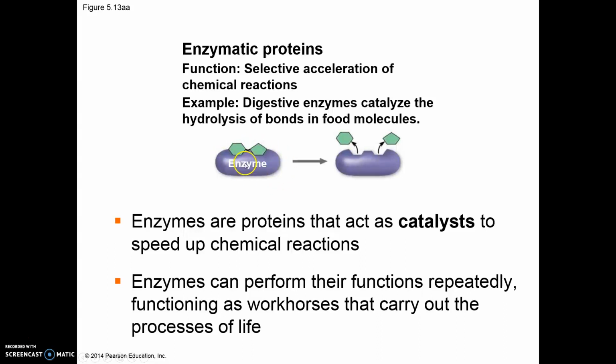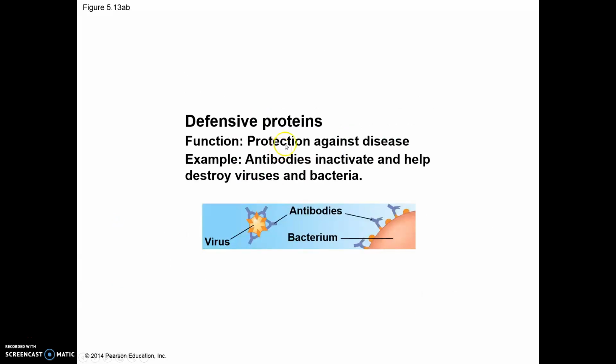Now, these enzymes can be used over and over and over again, so one enzyme can produce lots and lots of products. We have defensive proteins. So here is an example of antibodies. Antibodies are a protein that can recognize specific viruses or a specific bacteria. When you coat that virus or bacteria with antibodies, it can lead to either inactivation of those or labeling those microorganisms for destruction.